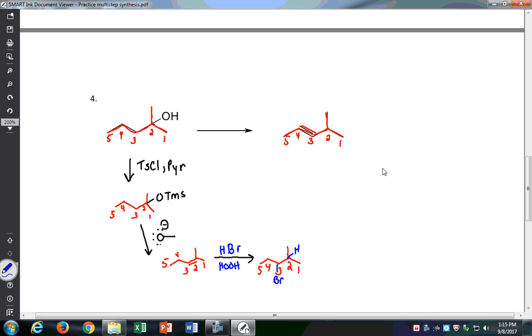Now we can do our last step, which is our elimination. And of course, in this case, to get our double bond between 3 and 4, we would need a big, strong base. So we get our least substituted double bond as our highest yield. And bromine's a good leaving group, so we don't need to worry about calculating anything.